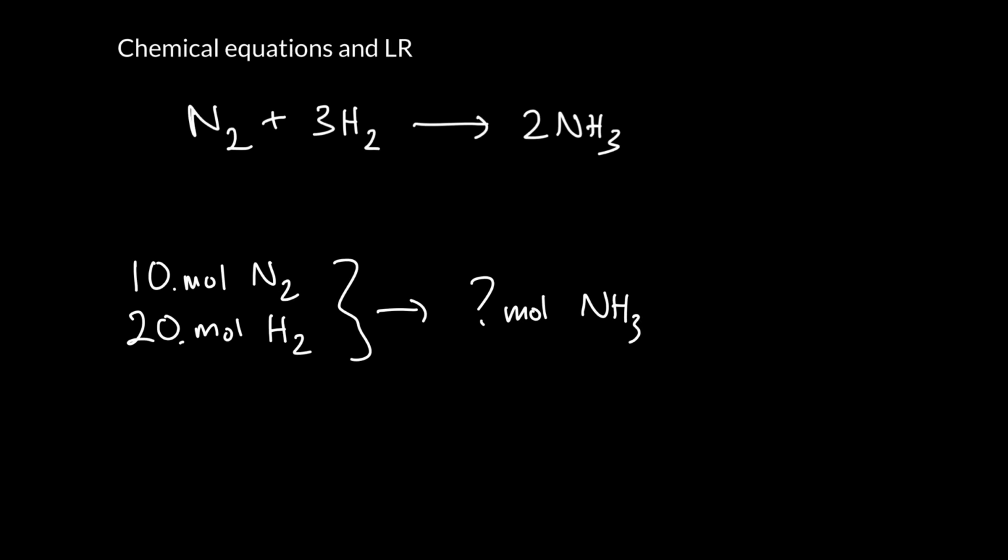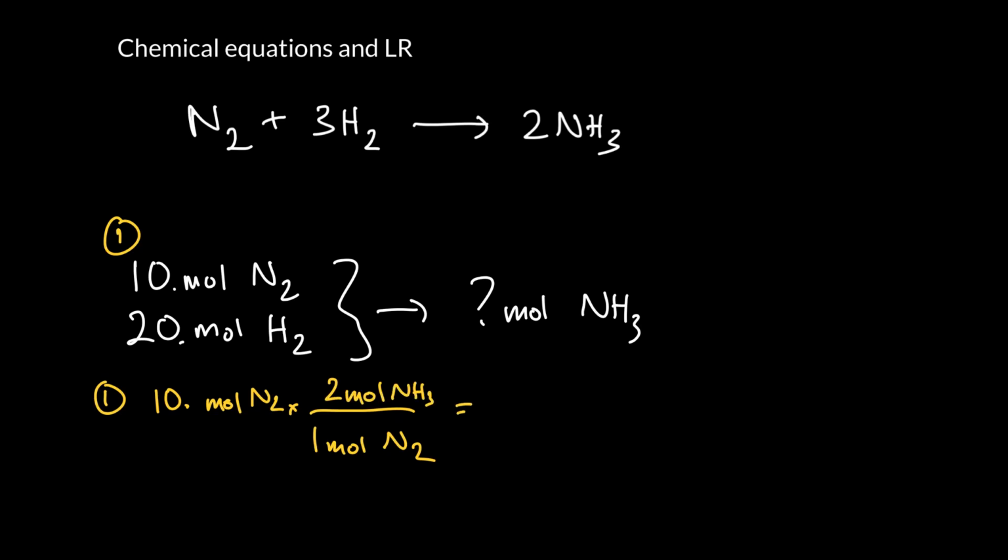To answer this, we actually have to break this down into 2 separate problems. One, if all the nitrogen is used up, how much can we make? We've got 10 moles of nitrogen, and we know from the balanced equation that every mole of nitrogen makes 2 moles of ammonia. That gives us a prediction that we would make 20 moles of ammonia. Then we do the same thing for the hydrogen. We've got 20 moles of hydrogen, so we have a lot more hydrogen. It looks like we're doing pretty good there.